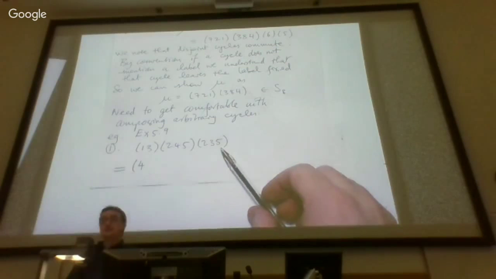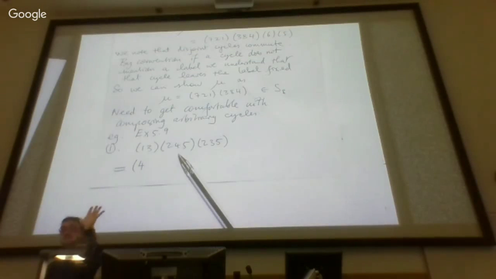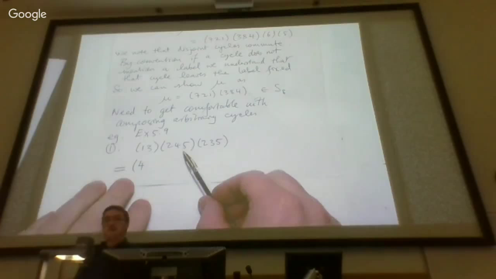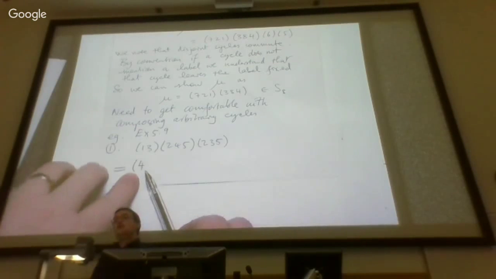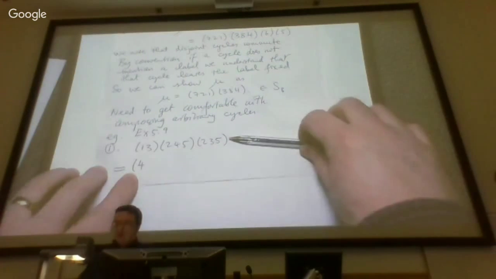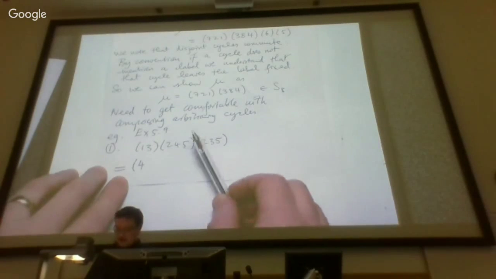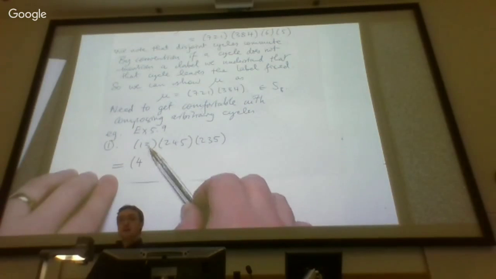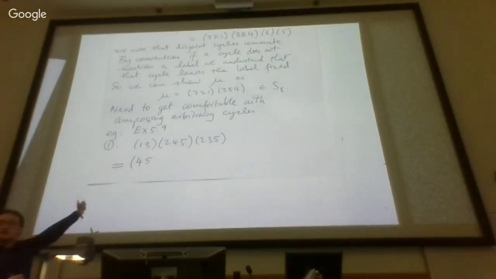So 4 is the intermediate value that gets passed on to the middle cycle. What does that cycle do to 4? Sends it to 5. So 5 is the intermediate value that gets passed on to the last function. What does that last permutation do to 5? Sends it to 5 again because it doesn't mention it. So in total, 4 got sent to 5. You feed 4 in at the front, this leaves it fixed, 4 gets sent to 5, and 5 remains at 5. So in total, 4 gets sent to 5. That's the beginning of the first disjoint cycle in this product.